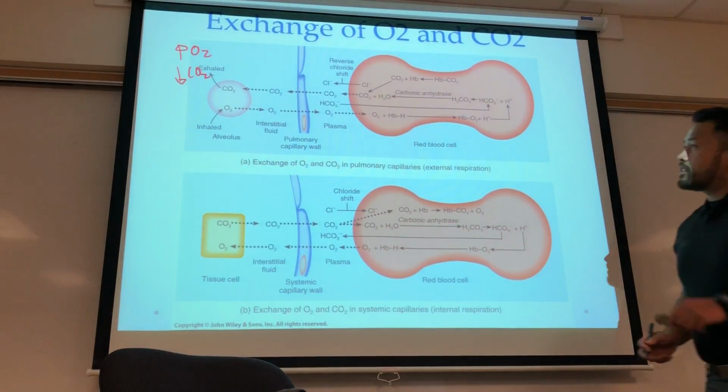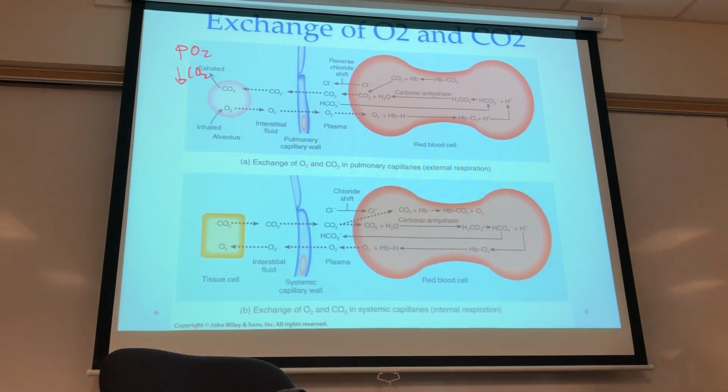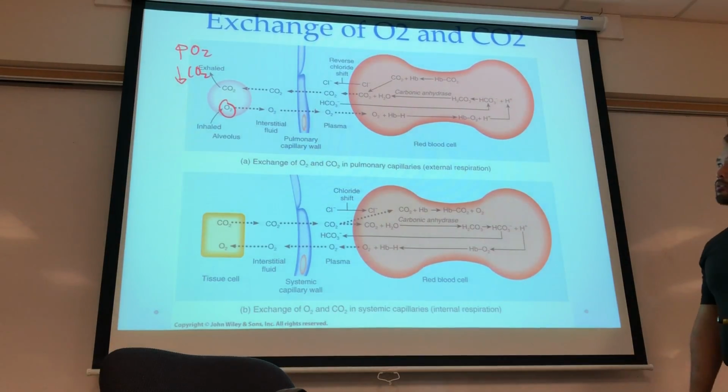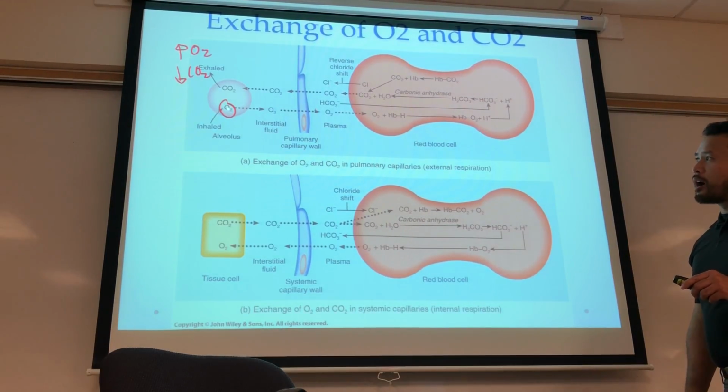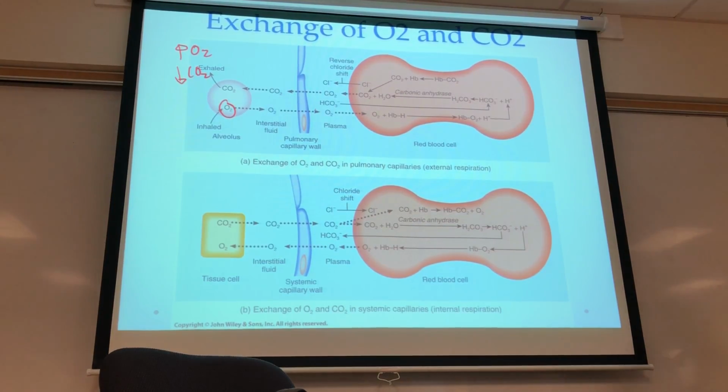So let's explain first what's happening in external respiration. And we're all going to start with our first oxygen molecule. So our oxygen molecule is fairly rich. We got a bunch of oxygen molecules in the alveoli. And it's going to diffuse across down its concentration gradient from the alveoli into the surrounding interstitial fluid through the pulmonary capillary wall. So all of this is happening in the lung.